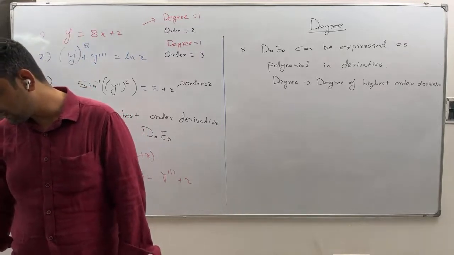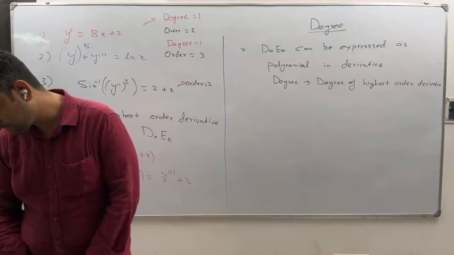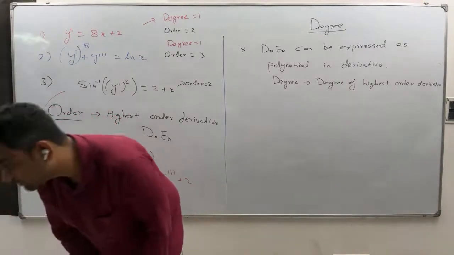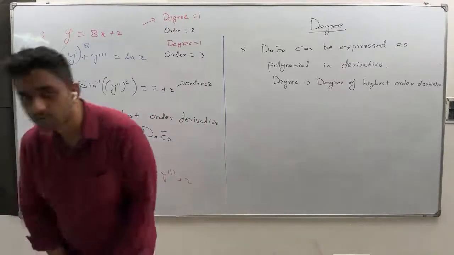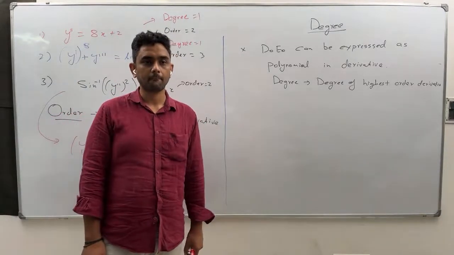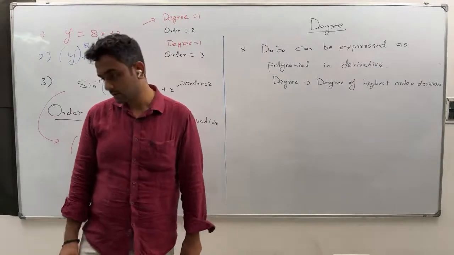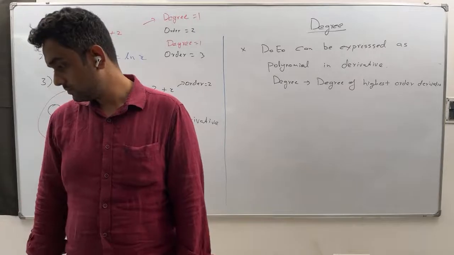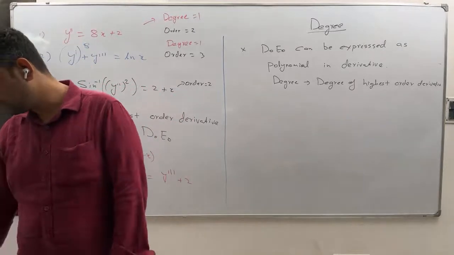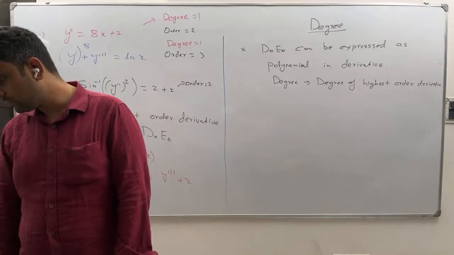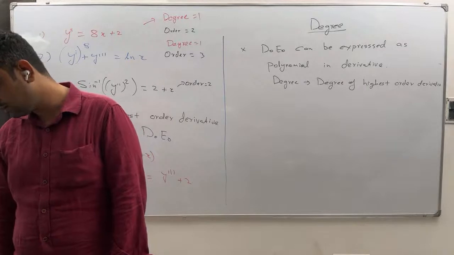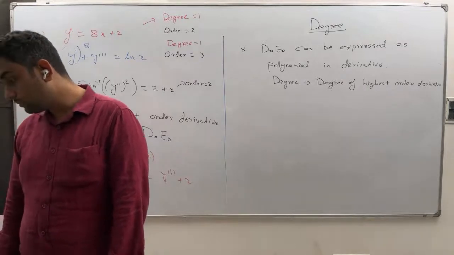Prithwin, order of sixth one. 3. Degree? 2. Correct. Murugasan, order of seventh one. 3. Degree? 1. Dikshita, order of eighth one. 1. Degree? 1. Correct. Prithwin, we'll jump to 10th one.